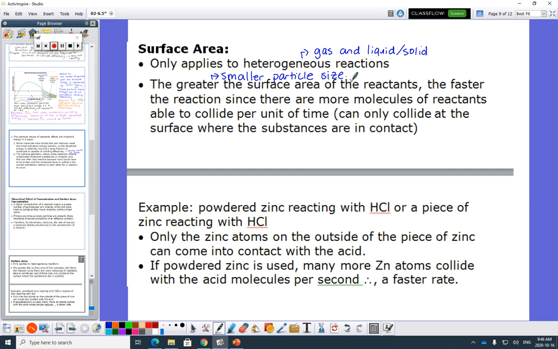If you have a piece of zinc, the only atoms on the outside can come in contact with the acid. If you have powdered zinc, so now we have a solid, and hydrochloric acid, remember, has to be aqueous, so they are two different states. If you use powdered zinc, many more zinc atoms collide with the acid molecules per second, so you're going to get a faster rate.